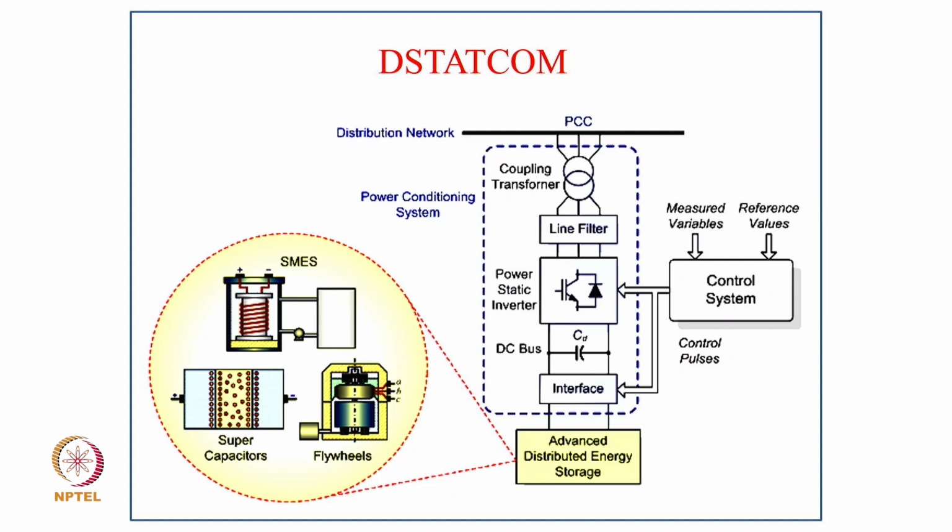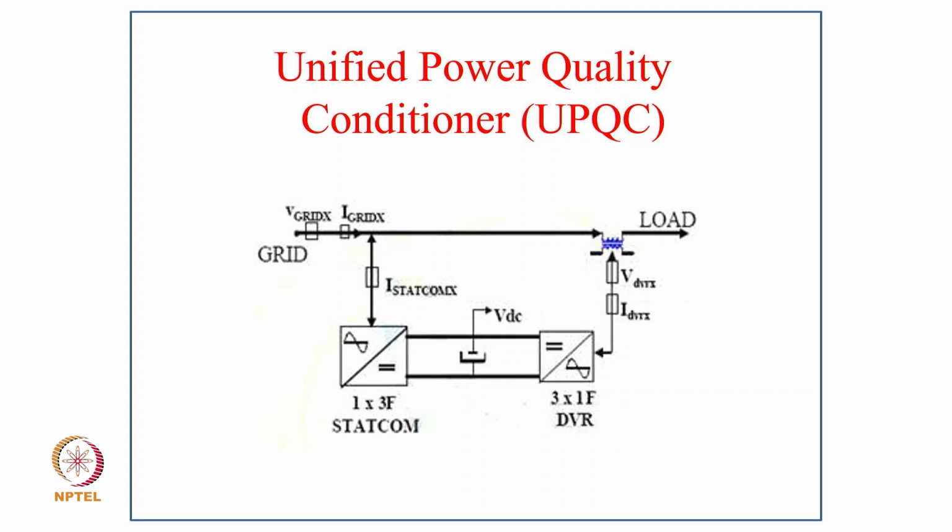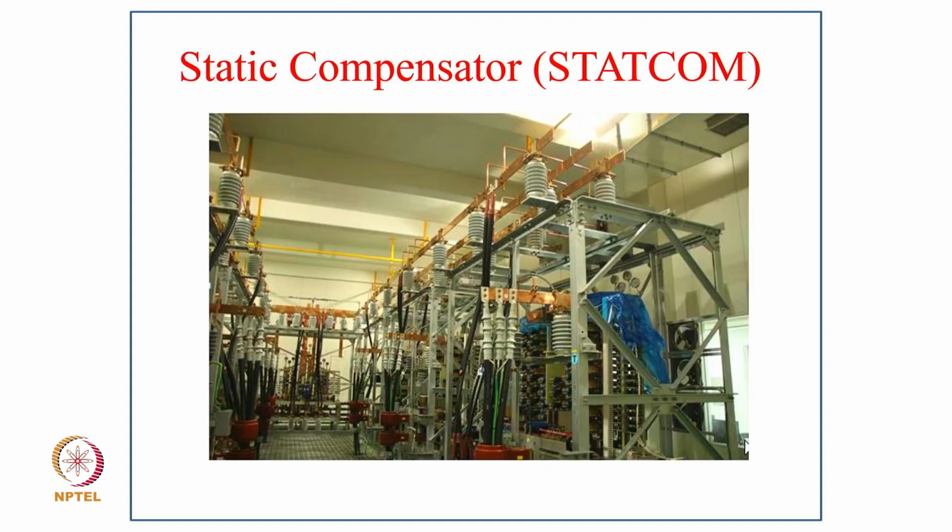Then typically the DSTATCOM, for distribution network, for reactive power compensation, load balancing, harmonic elimination and neutral current compensation. And then the dynamic voltage restorer, also called a series kind of active filter. Then the unified power quality conditioner, where the voltage is also regulated and voltage harmonics and current harmonics are both eliminated, as well as voltage regulated, as a combination of STATCOM and DVR.